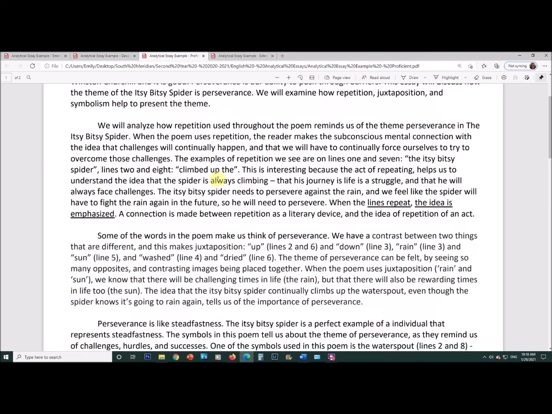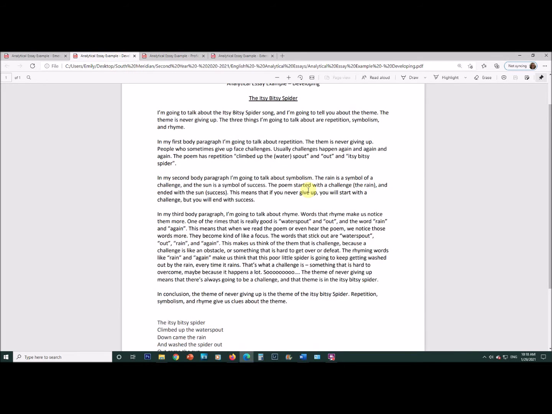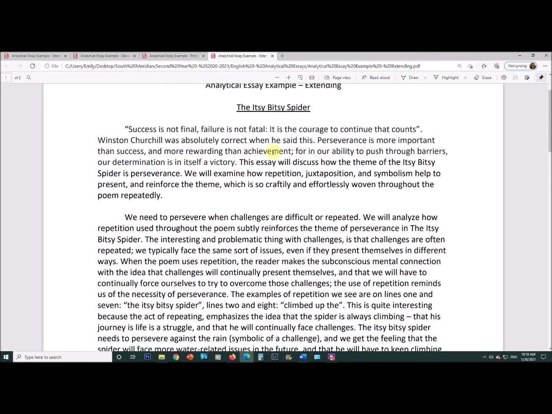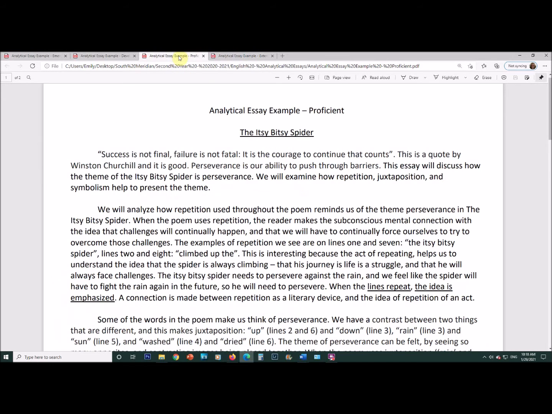So what I actually did, let me just clarify this, this is funny. I went from developing and said, okay, I'm going to give them a proficient. What ended up happening is I ended up making the extending essay, because it was easier to write well than it was to write not well. So I wrote the extending essay, and then I took out all the parts of the extending essay that worked really well. And I ended up with the proficient essay.